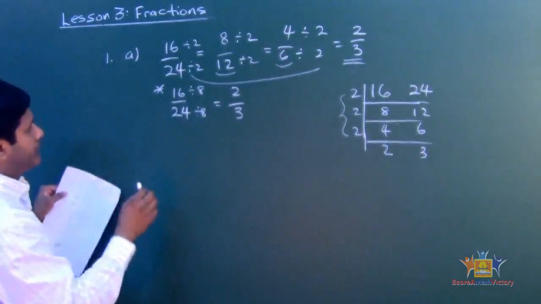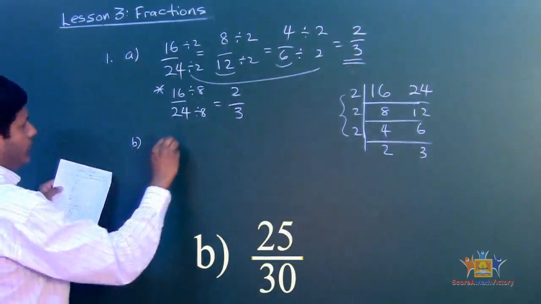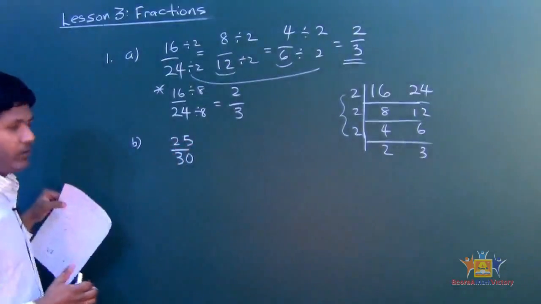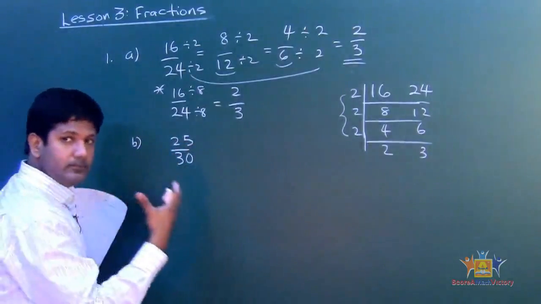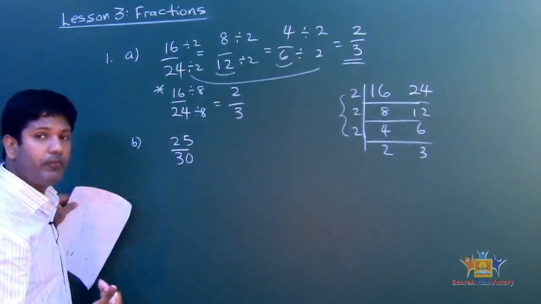Alright, good. Now let's look at another one. The next one is B. B got 25 over 30. So we want to find a common number that can be divided by 25 and also by 30.